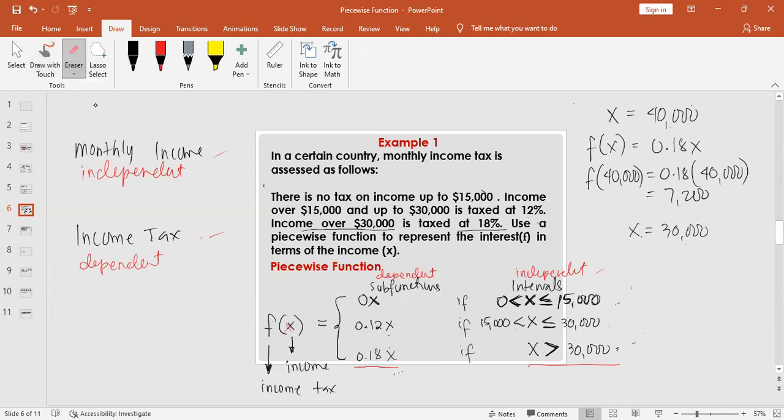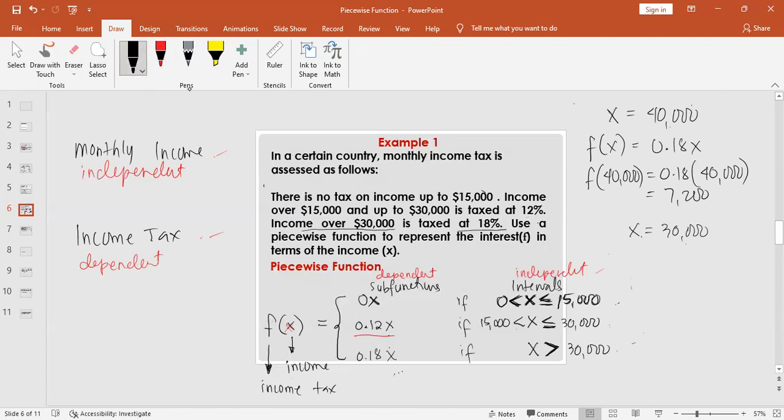It's in the second interval. Kasi sa third interval, mas mataas na sa 30,000. Okay, hindi kasama dito sa third interval si 30,000. Nasa second interval siya. Siya yung rightmost endpoint of the interval in the second subfunction. Therefore, we will use the second subfunction to answer the required value.